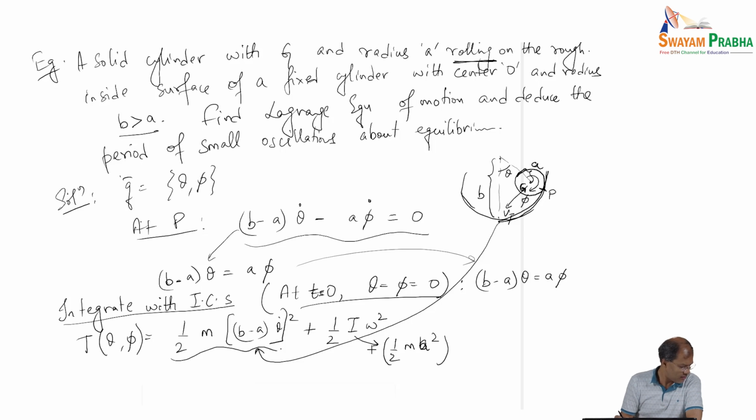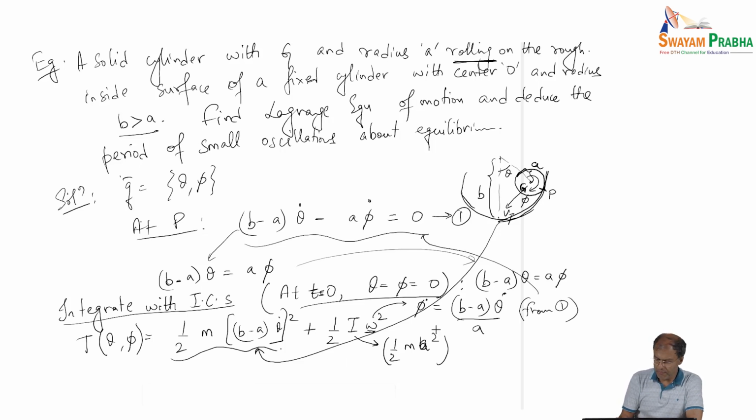And what is omega? Omega is nothing but phi dot, the angular velocity of the cylinder. Let us call the kinematic constraint 1. Phi dot is then B minus A times theta dot divided by A, from our kinematic constraint 1.